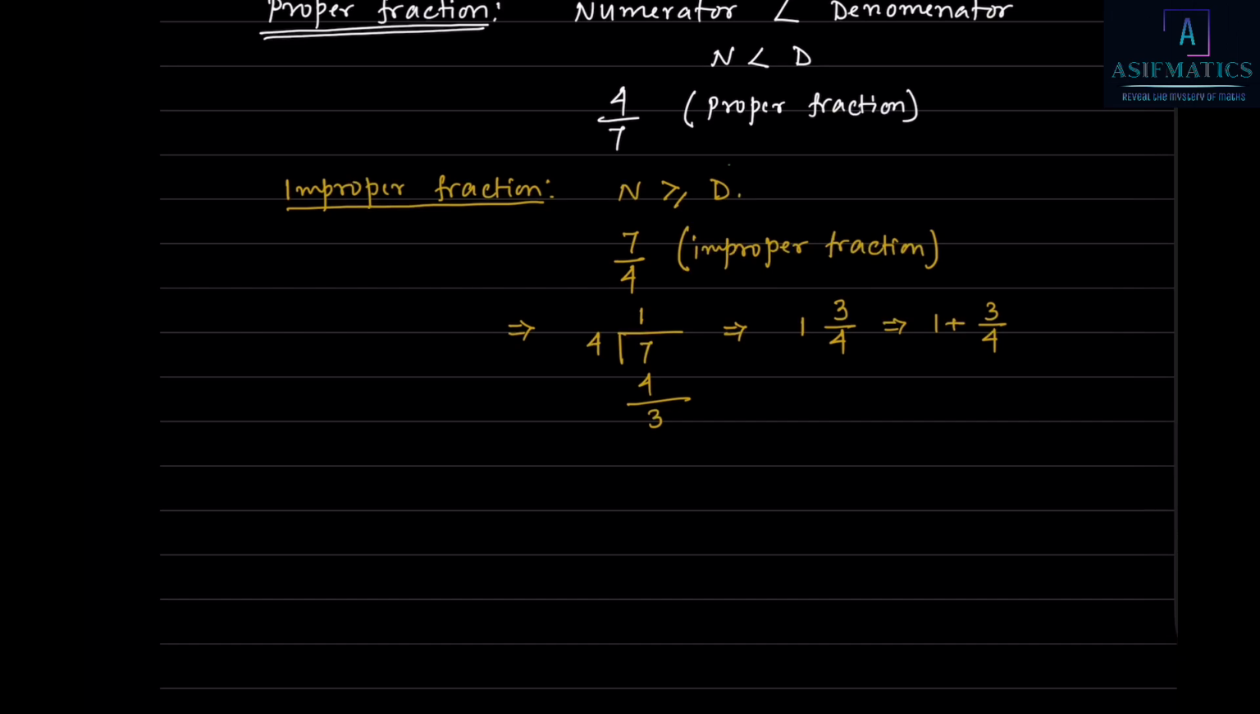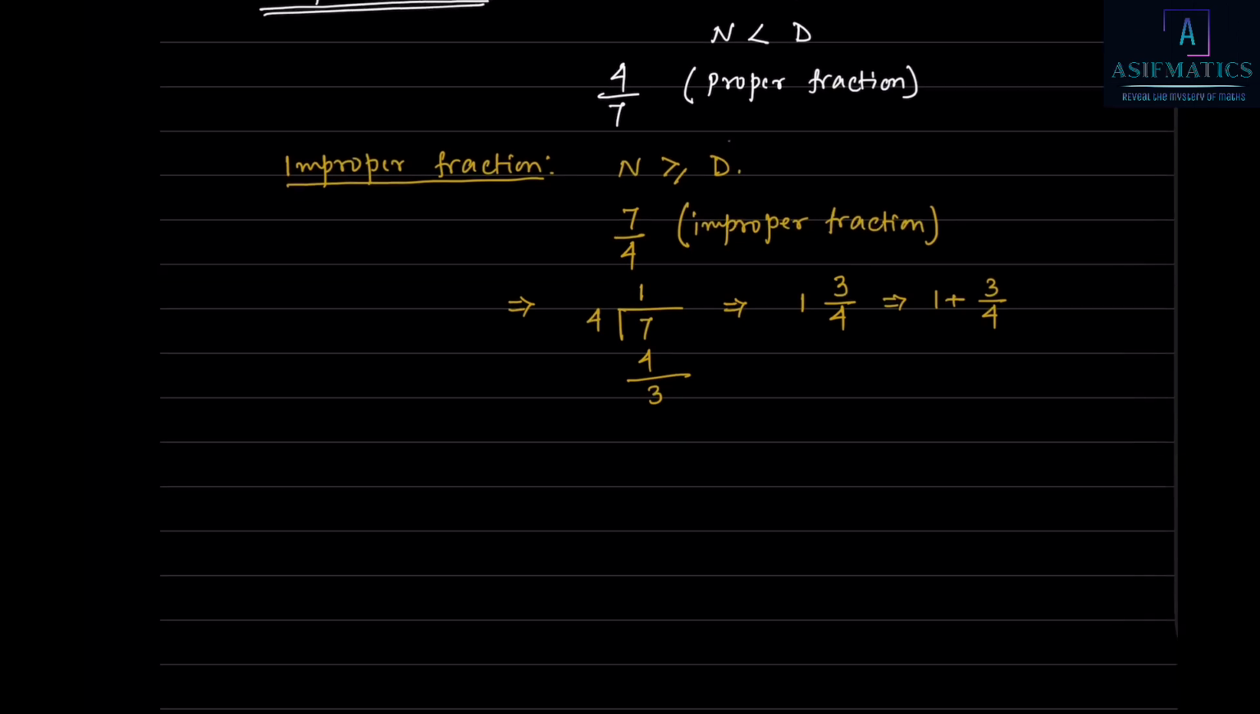Remember this one. So what is 1? 1 is your quotient and 3 is your remainder. We can write R. And 4 is the divisor, so you can write D. So when we write the mixed form it is actually Q plus R by D. Okay, we need this one for the next discussion. So remember this thing, what is proper and what is improper.